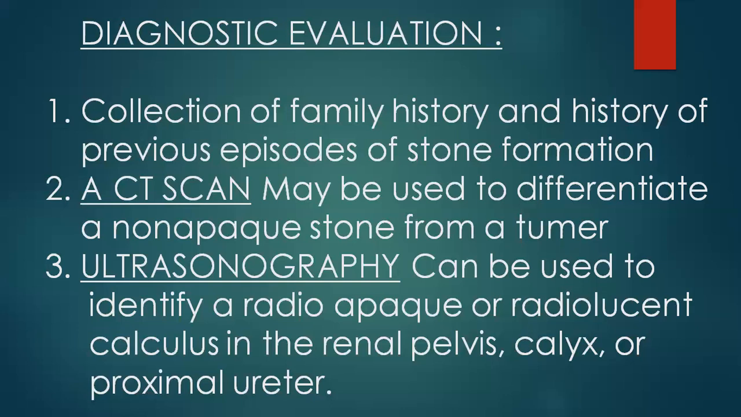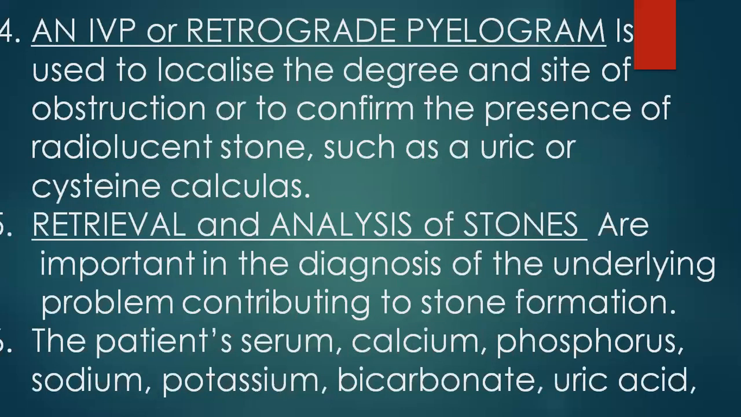Then intravenous pyelogram or retrograde pyelogram. It is used to localize the degree and site of obstruction or to confirm the presence of radiolucent stone, such as uric or cystine calculus. Then intravenous pyelogram should be performed in patient with renal failure.